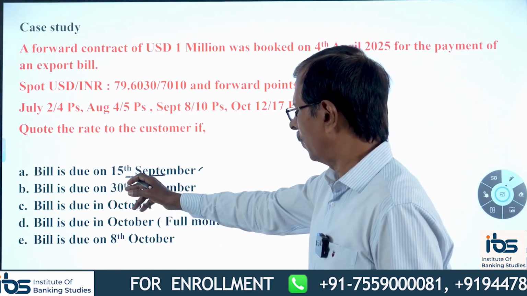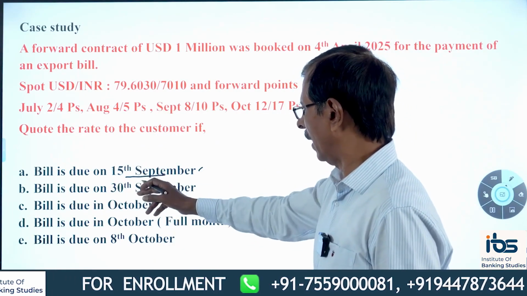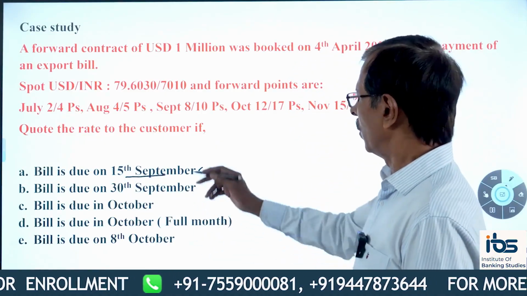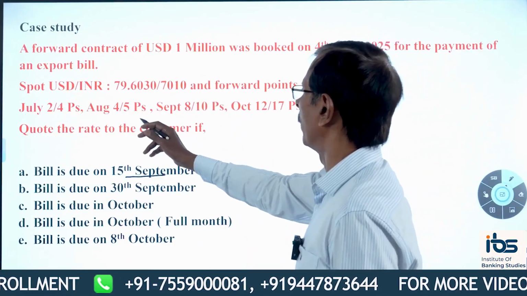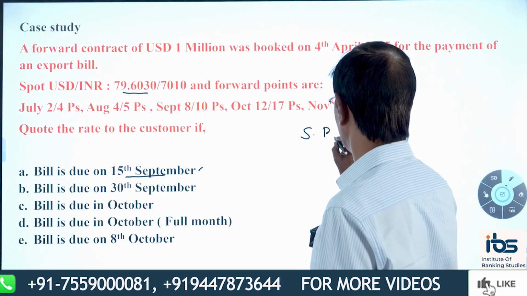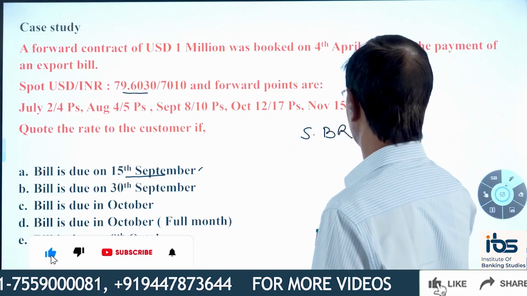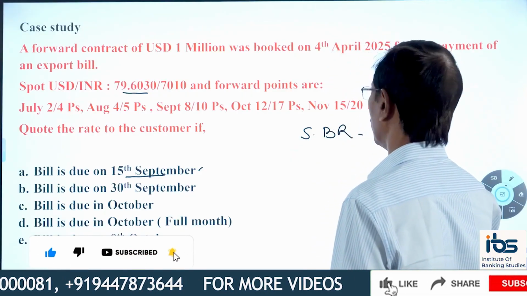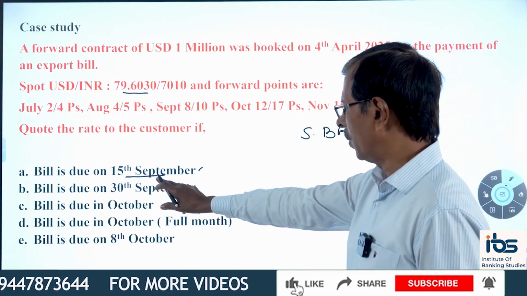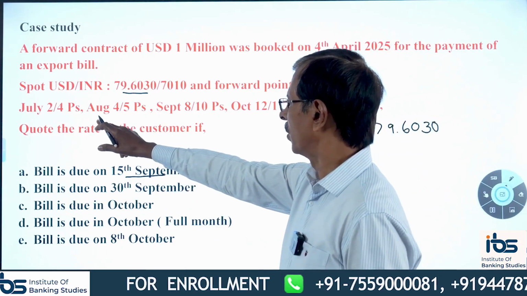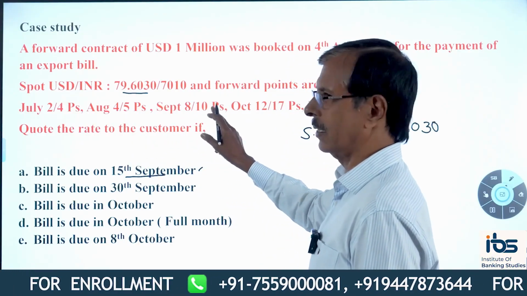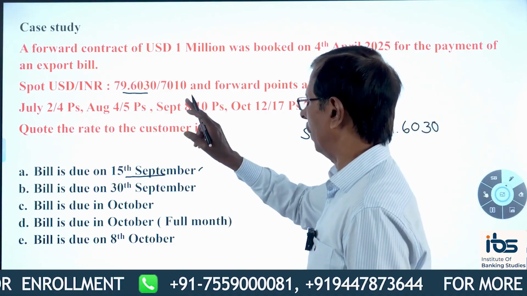Now here we want the premium. It is ascending order, so the currency is at a premium, and you have to give the premium up to 15th September. Since this is an export bill, you have to take the buying rate. So the spot buying rate is 79.6030. Now we want up to September. Coming back to the question, up to July it is 2-4, up to August it is 4-5, up to September it is 8-10. So we take the September buying premium.